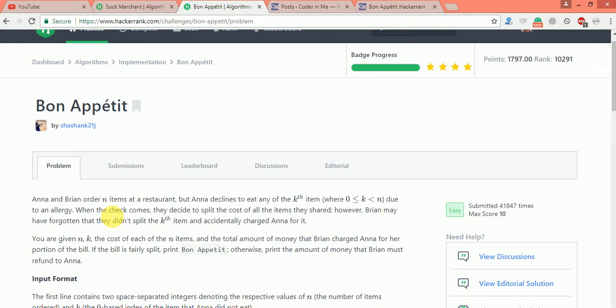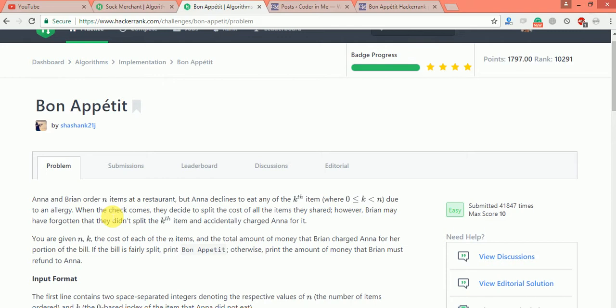After the bill comes, they always split the bill into two parts. But Brian may have forgotten that they did not split the k-th item and accidentally charged Anna for it, because the allergic item was not shared, so it should not be split. So if we have four items and the k value, that is the allergic item, and then we know the price for that, and then we have to find it.